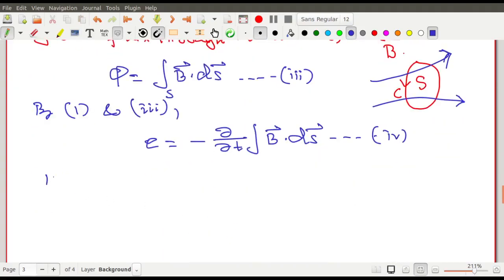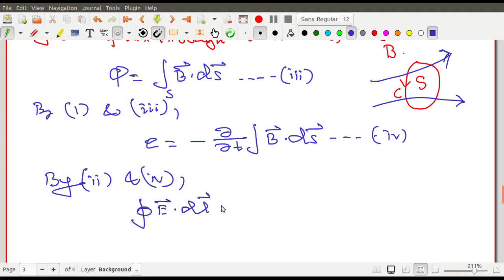So by 2 and 4, what do you have? From 2 I have, 2 থেকে আমার আছে closed integral of E dot dl equals minus del t of integration of B dot ds, right? This is over the surface and this is definitely over a length. Now whatever you can do is that, এবারে তুমি কি করবে?